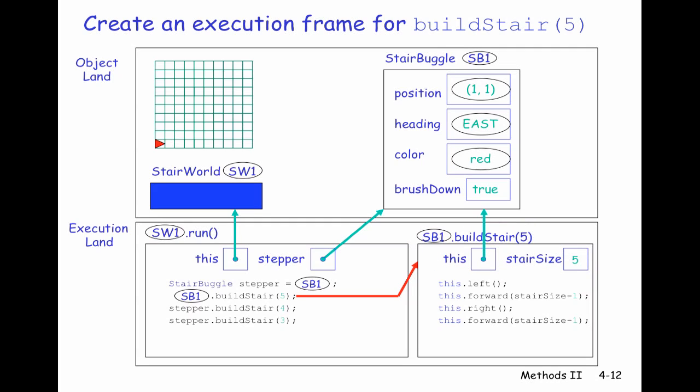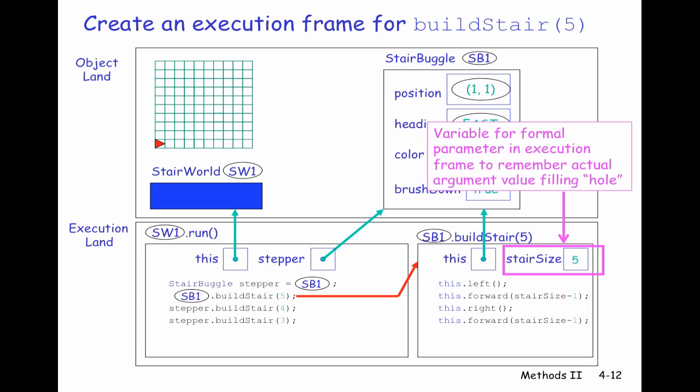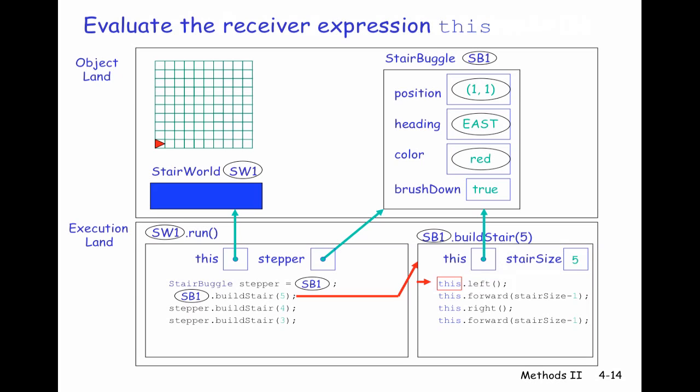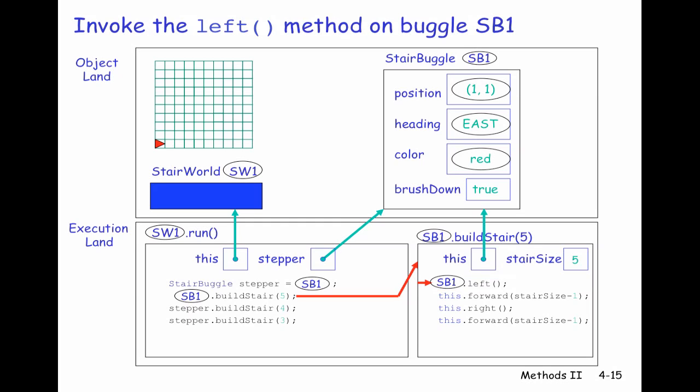So within the buildStair execution frame, we now want to execute the first statement, which is this dot left. And so the first thing we have to do is to evaluate the receiver, which is the expression to the left of the dot. And to do that, we have to look up the variable named this within this execution frame. And in this execution frame, the variable this is the buggle SB1. So that's how that works there.